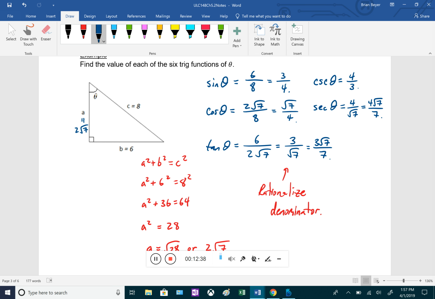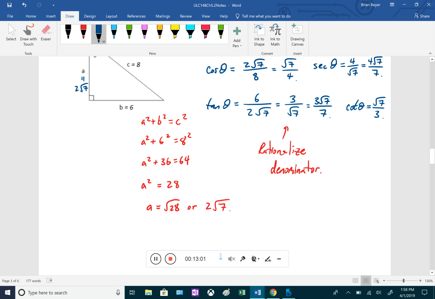And for the next one, cotangent theta. Sorry for squeezing these in. Cotangent theta is going to be adjacent over opposite. That's 2 radical 7 over 6, which simplifies to radical 7 over 3. Okay, so there are our 6 trig functions of theta.